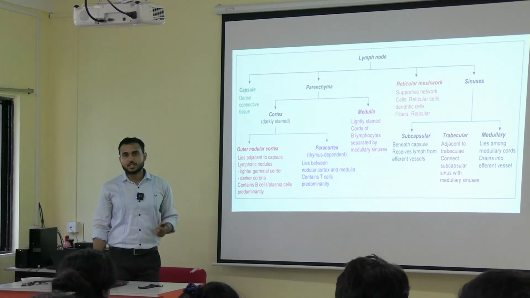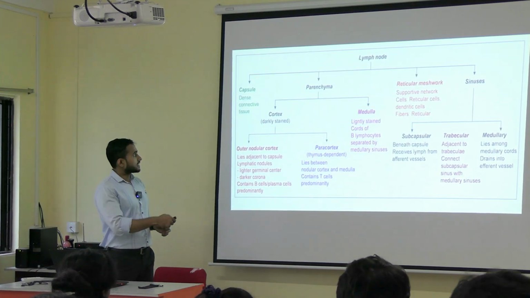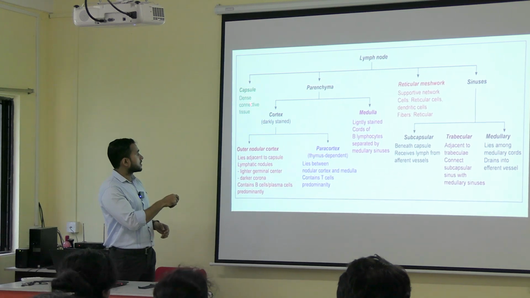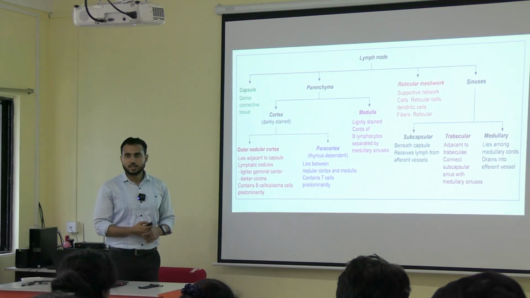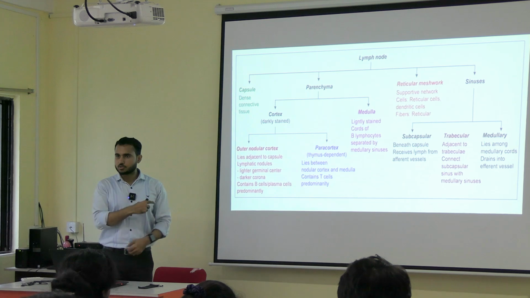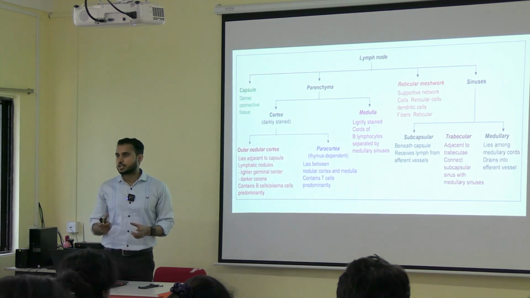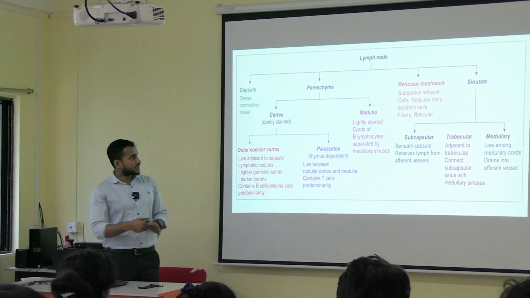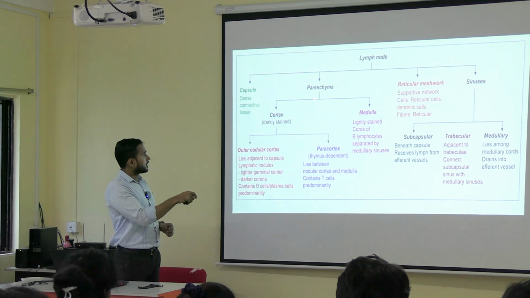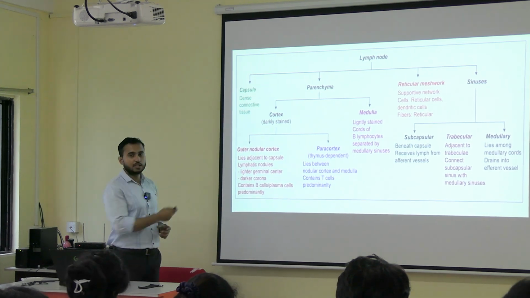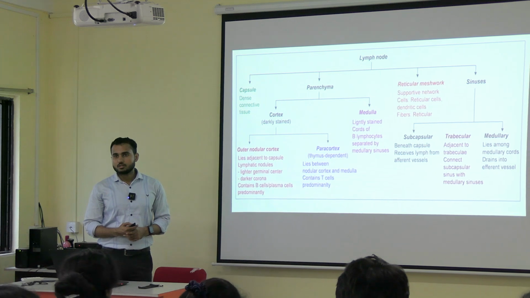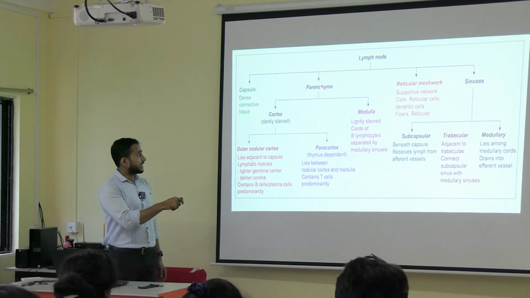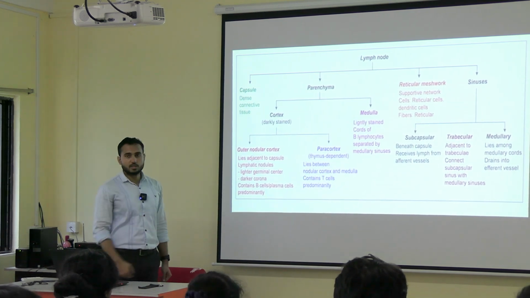Now here you can see the structure of lymph node. Okay. So as I said, first of all, capsule is there, which is made up of dense connective tissue. Capsule is surrounding the gland, and I have shown you the macroscopic structure of lymph node. Okay. Next, here you can see this part is forming the stroma, and parenchyma is made up of cortex and medulla.